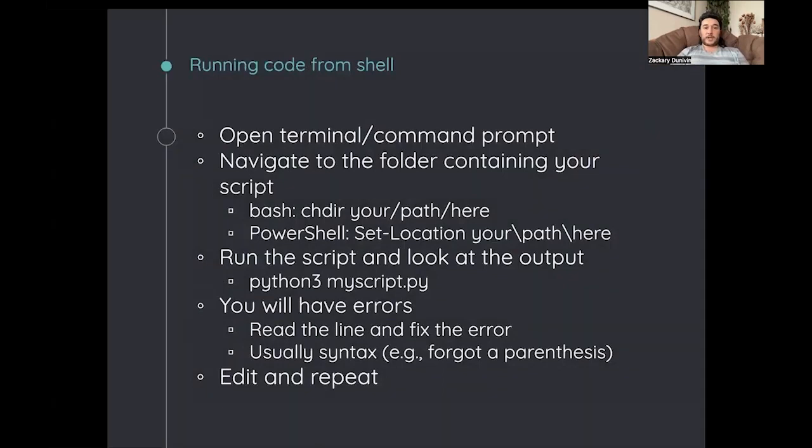Okay, now I'm going to talk about running code from the shell. So this is like you've written some code and you want to run it. You're going to open the terminal if you're on Linux or Mac, command prompt if you're on Windows. You're going to navigate to the folder where you've saved your script. In Bash or Z shell, you're going to say chdir, which is change directory, and then you put your path there. In PowerShell, you say set location, and then you write your path. Then you run the script and you look at the output.